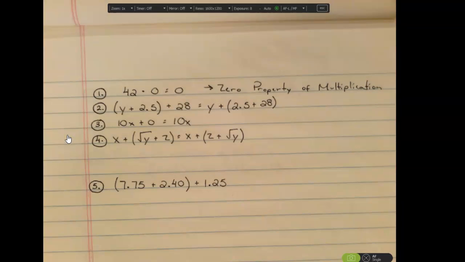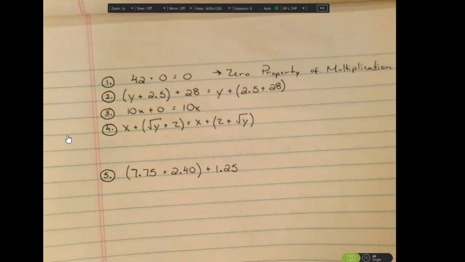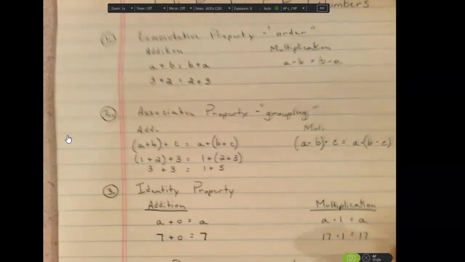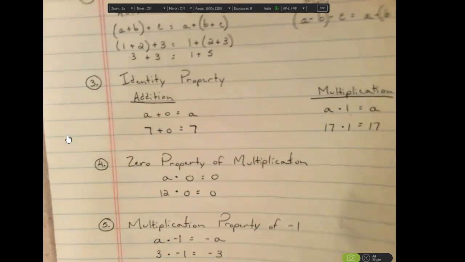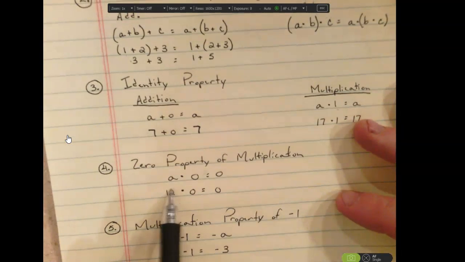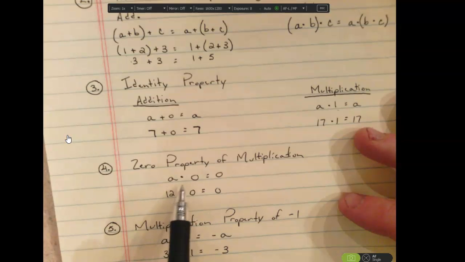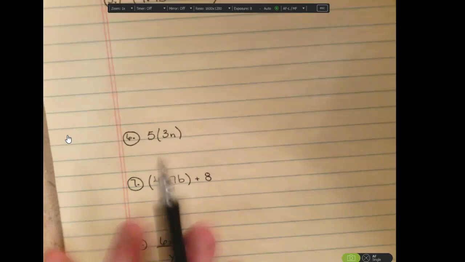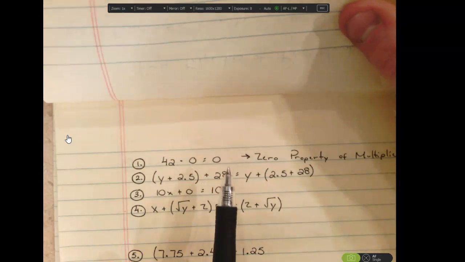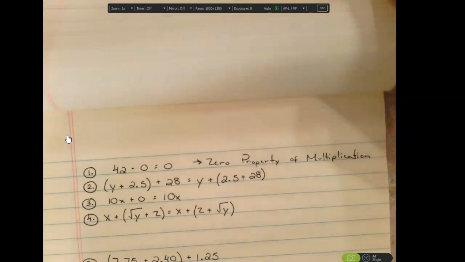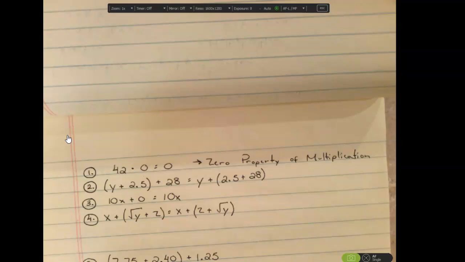And that is it. That's all you have to do for numbers 1 through 4. We're just listing off what property this is. If you are looking at these and this is new to you and maybe you're a little stuck, the reason you should have written all these notes down is because you can go through and see which one it looks like. Notice my 0 property of multiplication: I'm taking a times 0 equals 0. Well, on number 1, I'm taking a times 0 equals 0. So it matches up perfectly. Here we have it, the 0 property of multiplication.